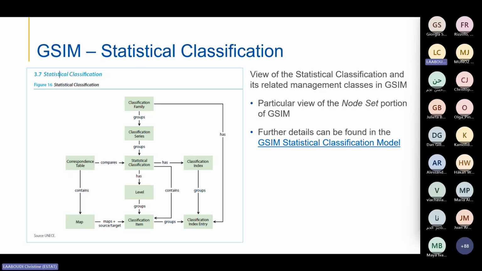And on the right side of the screenshot, we have the classification index. So the classification index groups the classification index entries. And the classification index entries consist of a short text description describing, for example, economic activities or occupations to which a classification item applies, and refer to one item of the classification. So the characteristic of mutually exclusive and jointly exhaustive is also relevant.